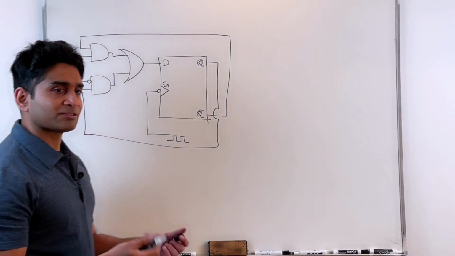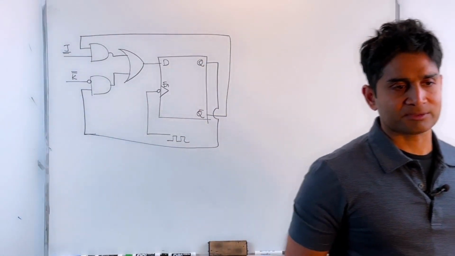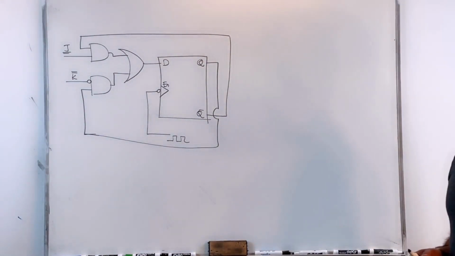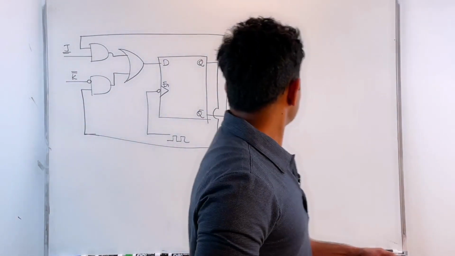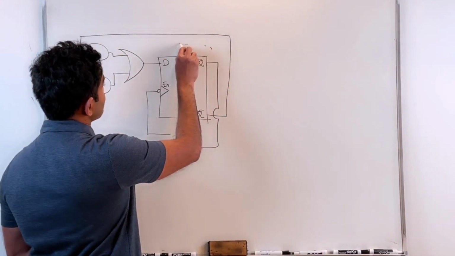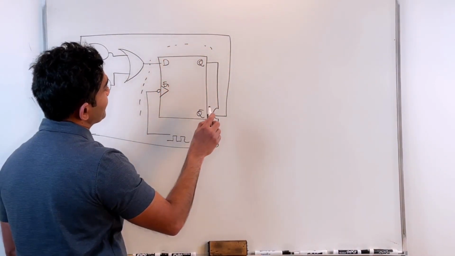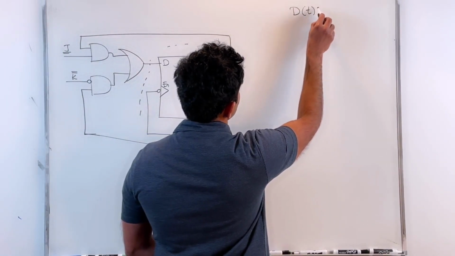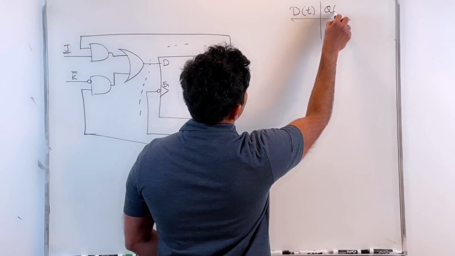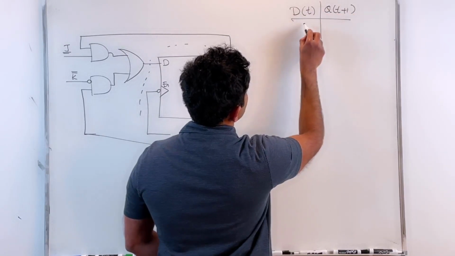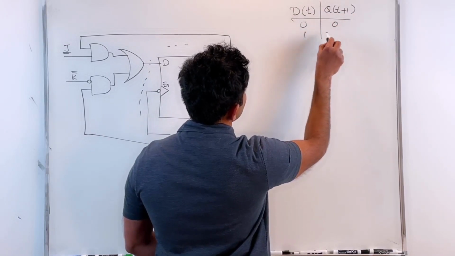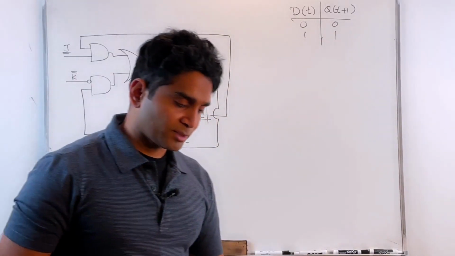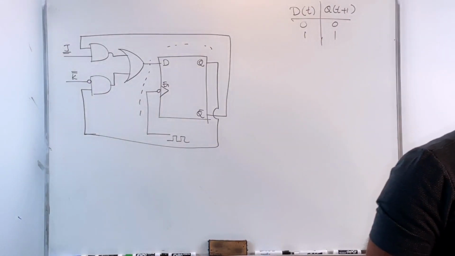Now I want to analyze this circuit. What kind of a purpose does this circuit serve when I do this modification? How do I analyze this? I already know how this circuit behaves, right? I know the input-output characteristics of the D flip-flop. So let me just write it here. D of t, Q of t plus 1: 0, 0, 1, 1. That's the characteristic table, the input-output characteristics of a D flip-flop. I already know that.